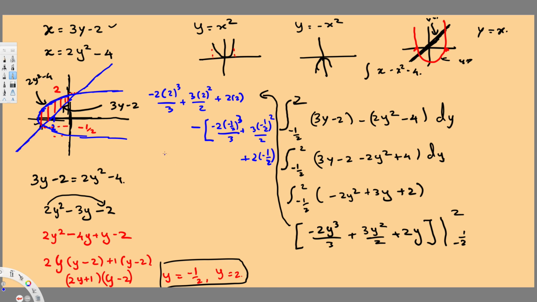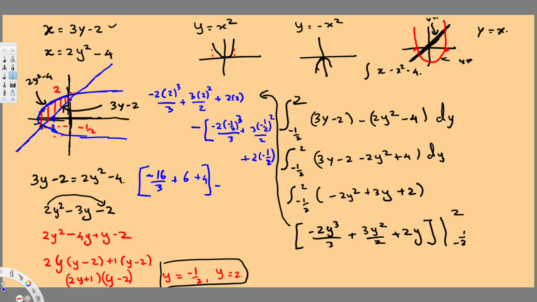So let's do the simplification. So 2 cubed is 8. 8 times negative 2, that's going to be 16. So we have negative 16 divided by 3. Then we have 2 square, that's 4. 4 times 3 is going to be 12. 12 divided by 2, 6. Plus 4. So this is one side. On the other side, we have negative half cube. Top doesn't change, it's negative 1.